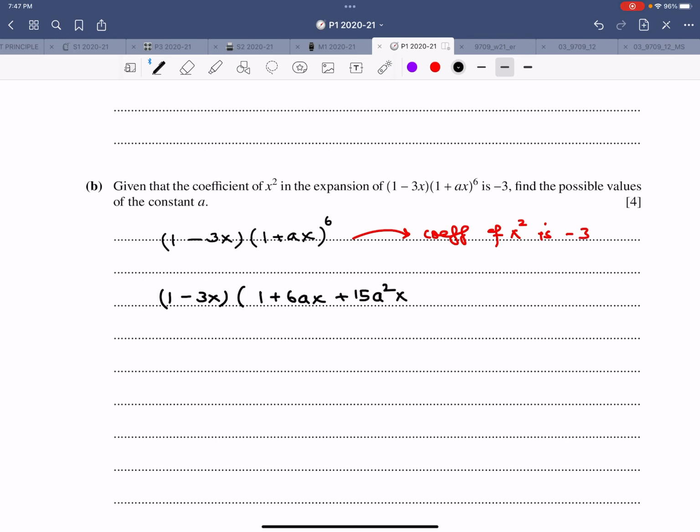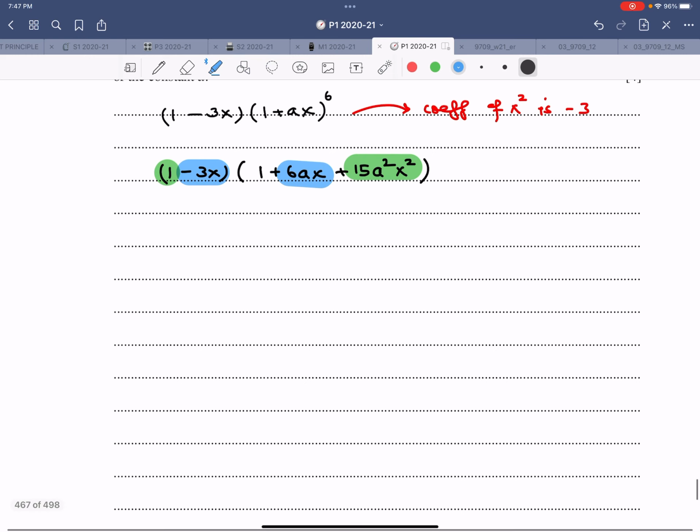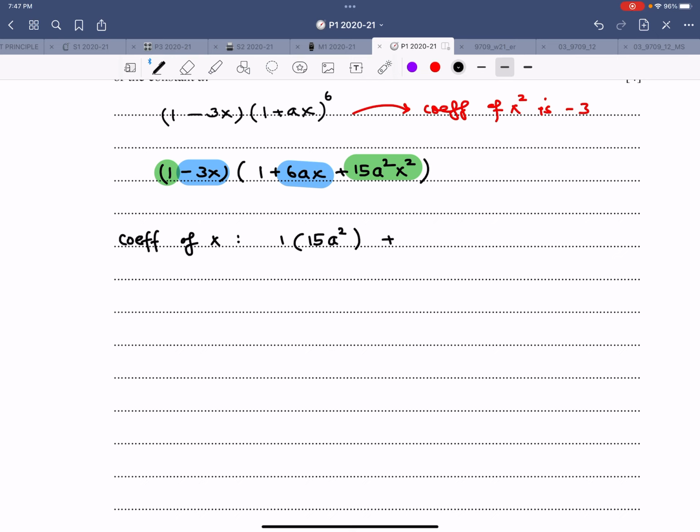Now what multiplies with this? Which particular term multiplies with which particular term? The 1 multiplies with the 15a squared x squared, and the negative 3x multiplied with 6ax, and we are only focusing on the coefficient. So the coefficient of x squared: the green with the green, that is 1 into 15a squared, the blue with the blue, minus 3 into 6a, and this equals negative 3. So let me color code it. That's the blue, that's the blue, and this is the green, this is the green.